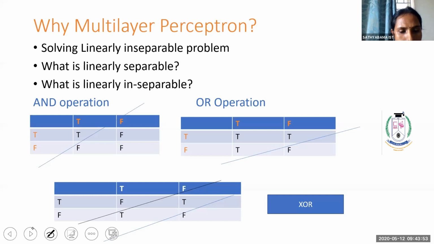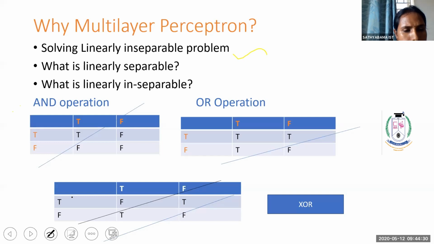In the multi-layer perceptron, especially, it is used for linearly inseparable problems. What is linearly inseparable? Before that, we should know what a linearly separable problem is. Say, for example, take an AND operation. Here in the AND operation, look at the truth table. In the truth table, we have two combinations, true, false and true, false. If both are true, then it is true, and all the remaining are false.